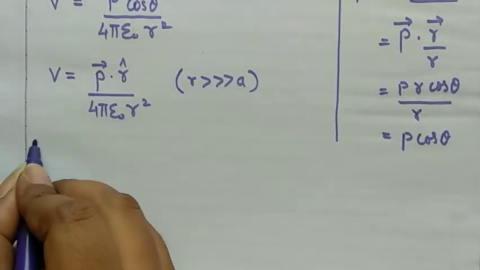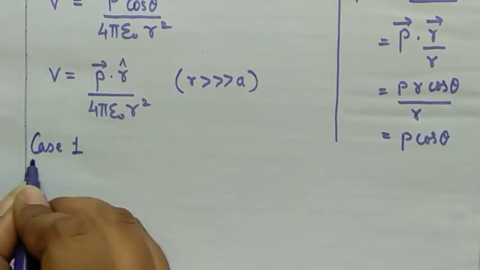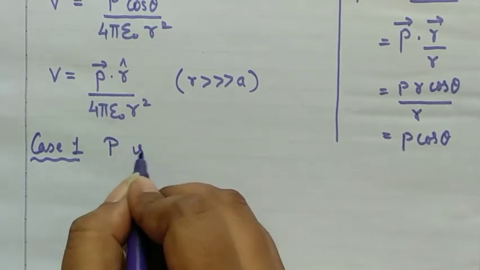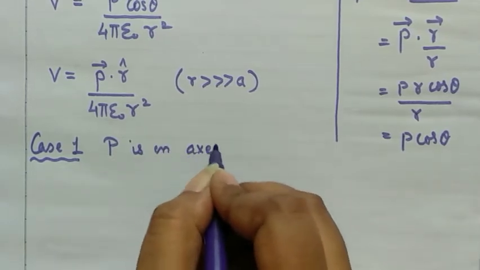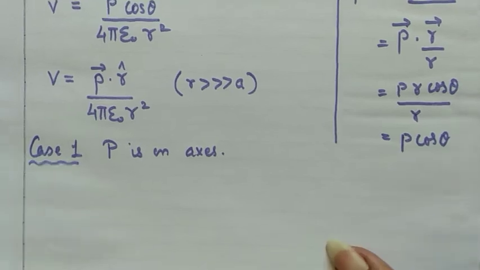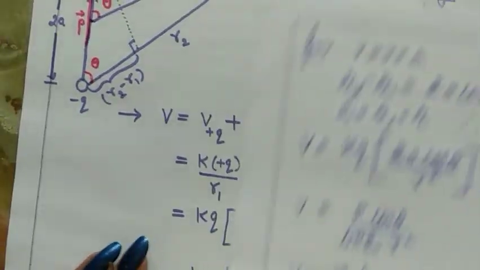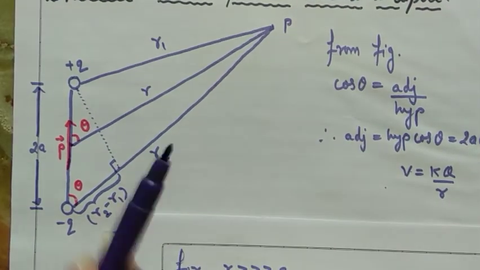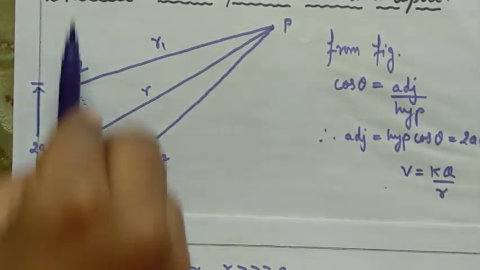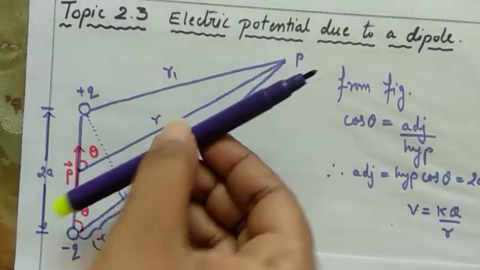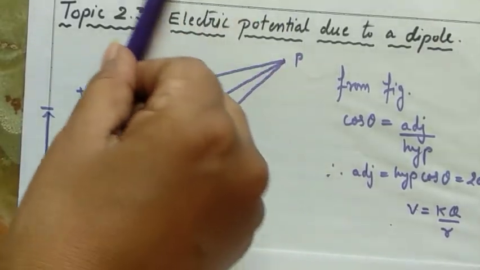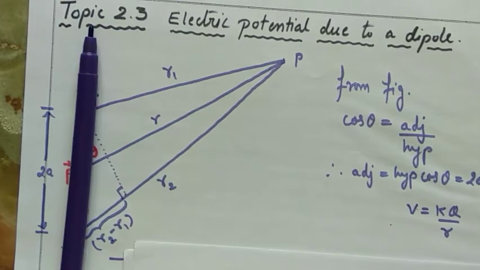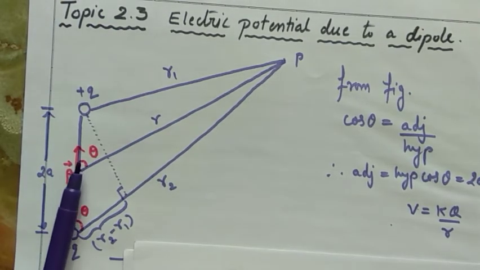So for that we'll consider case 1. So here the point P is on axis. So what will happen? Just see the figure. If this point P is on this axial line, on this line, if I shift this point P from here on the axial line like this, this is our point P, then what happens to this theta?